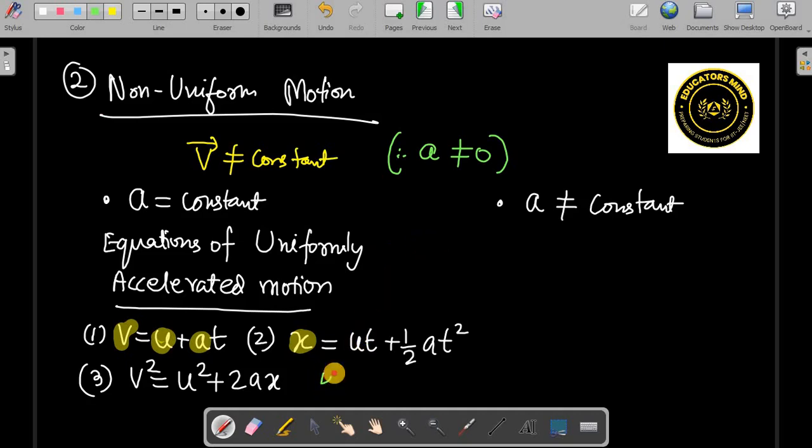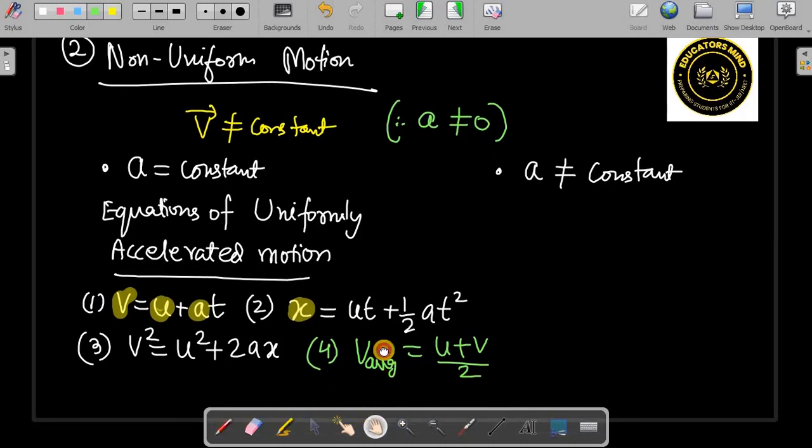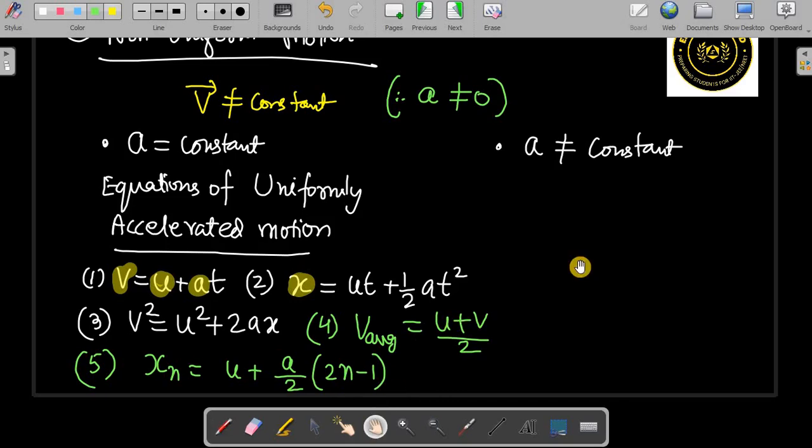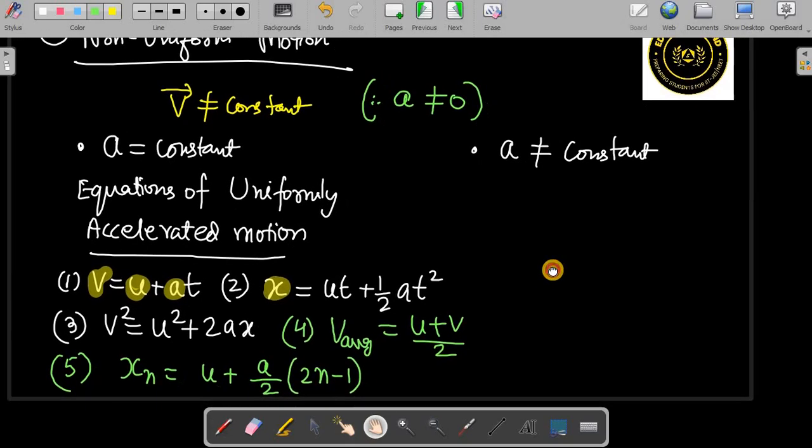Besides this there are two more equations. One is for average velocity, which is u plus v by 2. The other is the displacement in the nth second: Xn is u plus a by 2 times (2n minus 1). So in total, these formulas can be used to solve questions here.